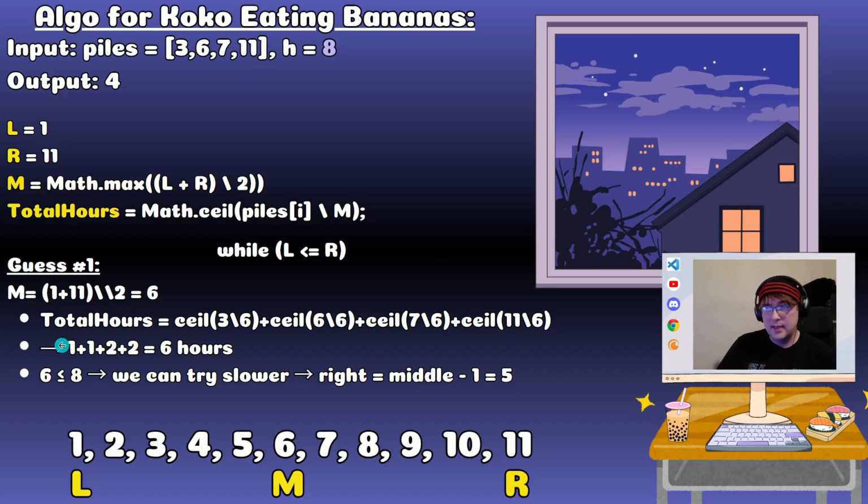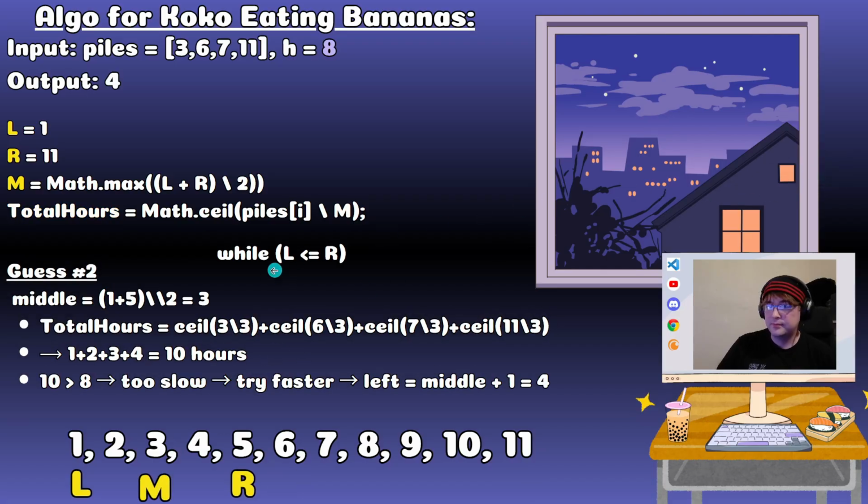Now, 6 is less than or equal to 8, so we can try slower. So what I'm going to do is set the right variable to be 1 less than the middle variable. So at this point, now we got 1 plus 5, divided by 2, and that would equal 3.